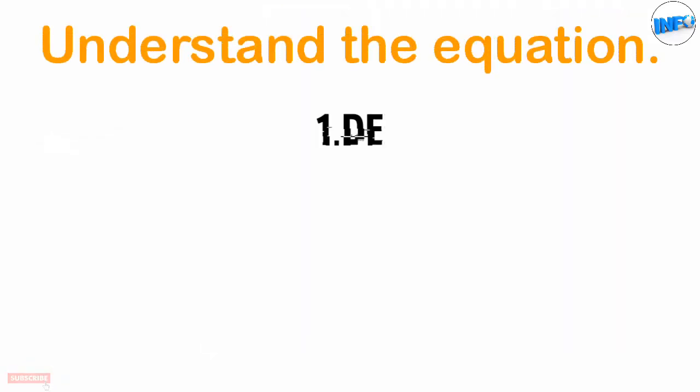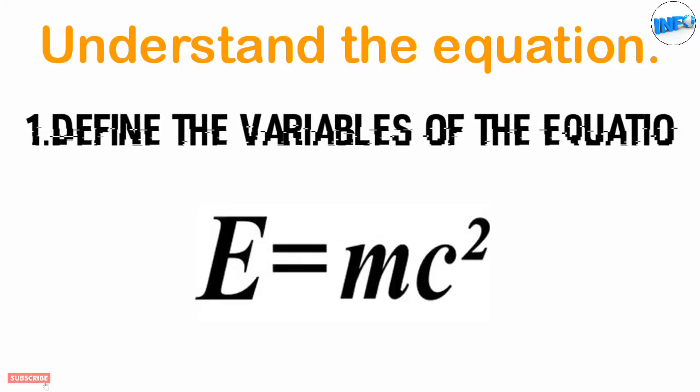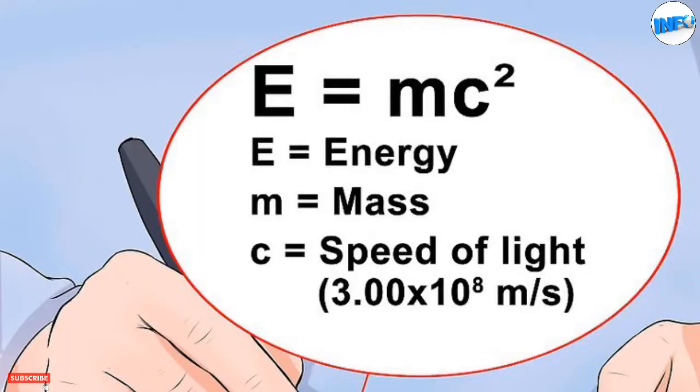Understanding the equation. Define the variables of the equation. The first step to understanding any equation is to know what each variable stands for. In this case, E is the energy of an object at rest, m is the object's mass, and c is the speed of light in vacuum.